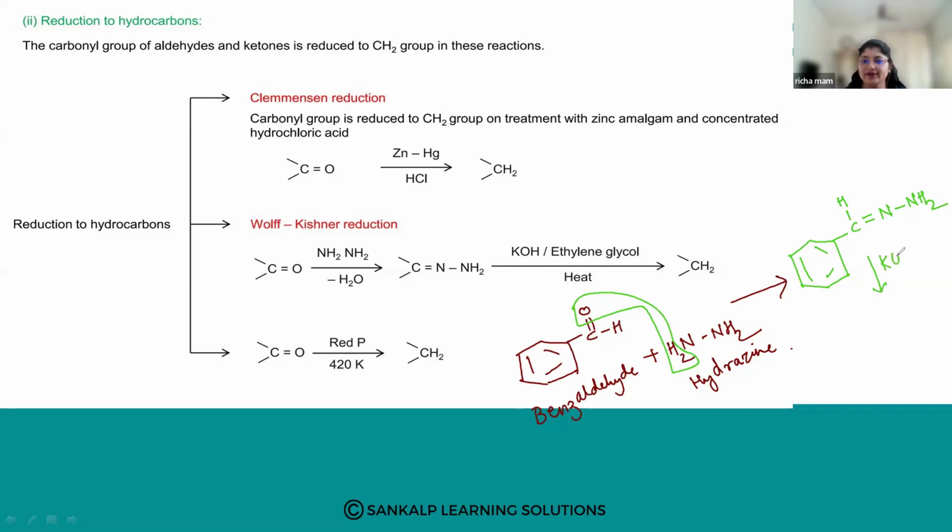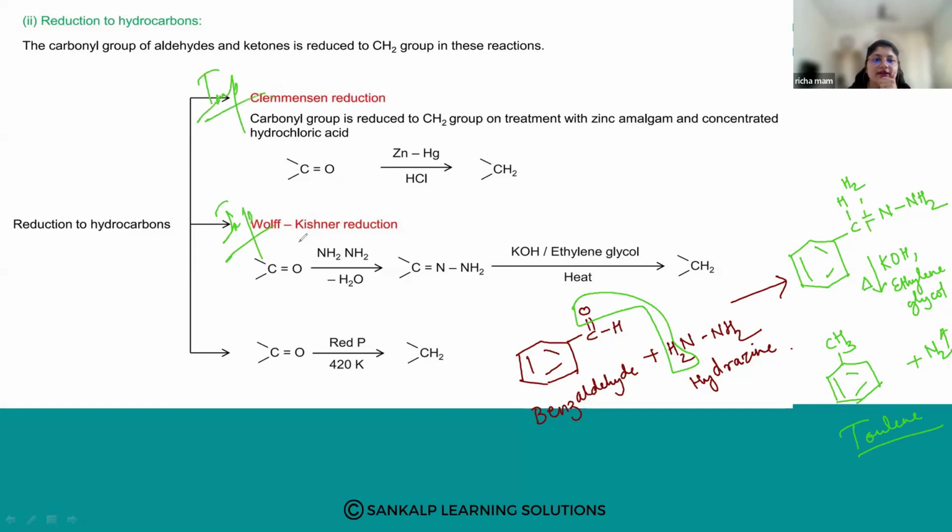This further we are going to treat with potassium hydroxide in the presence of ethylene glycol. We are going to heat it. What are we going to get? Across this double bond, again we are going to add H2. So this becomes toluene. Okay, you get toluene. This is the hydrocarbon which we get in Wolff-Kishner reduction.